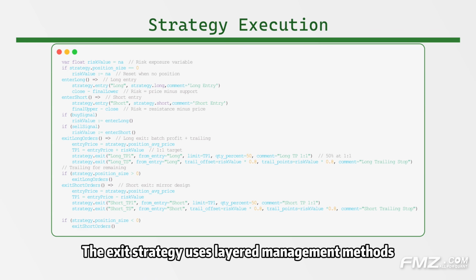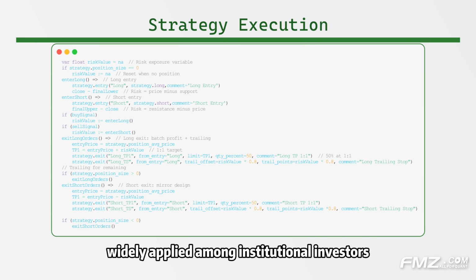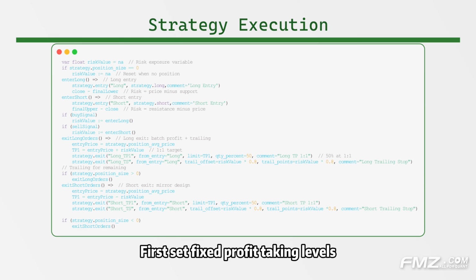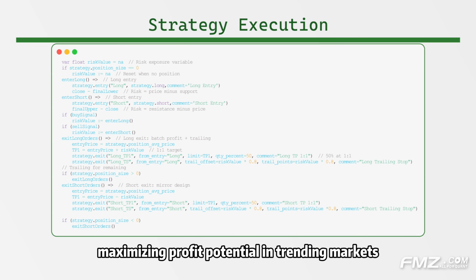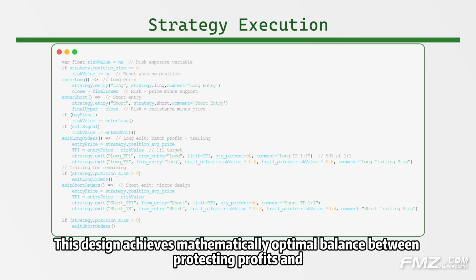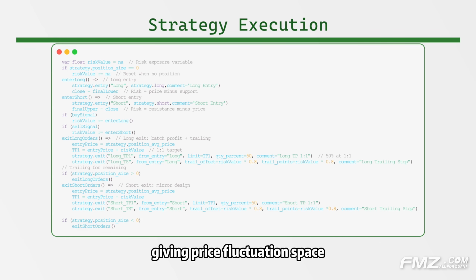The exit strategy uses layered management methods, widely applied among institutional investors. First, set fixed profit-taking levels, locking in basic profit on 50% of the position, then manage the remaining 50% position through trailing stop mechanisms, maximizing profit potential in trending markets. This design achieves mathematically optimal balance between protecting profits and giving price fluctuation space.